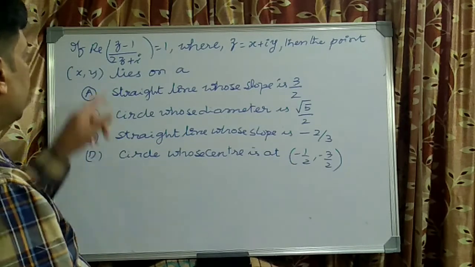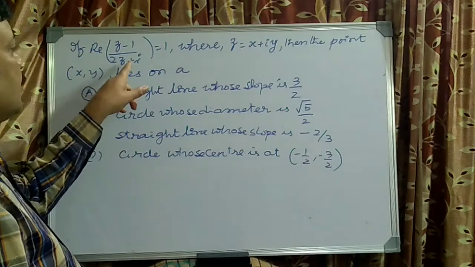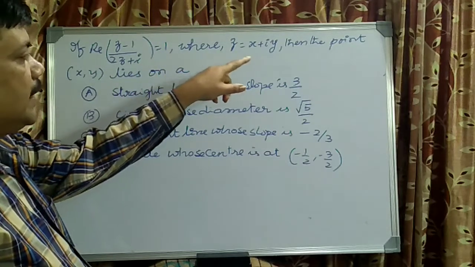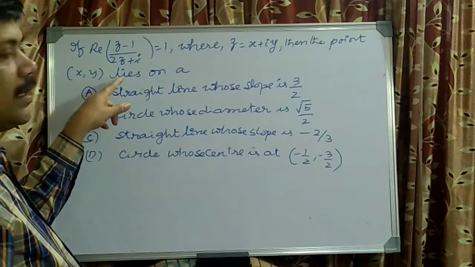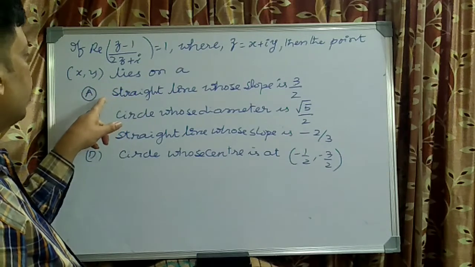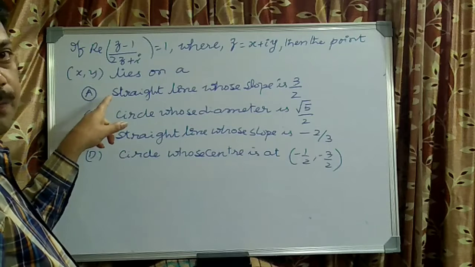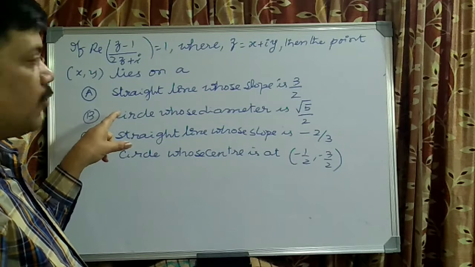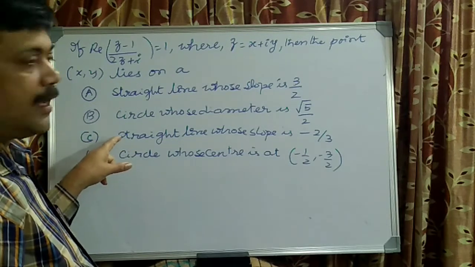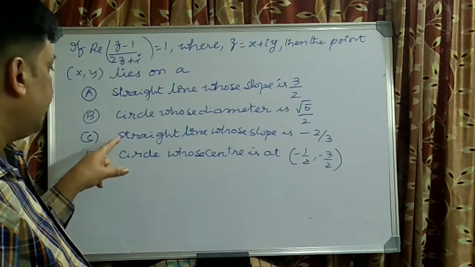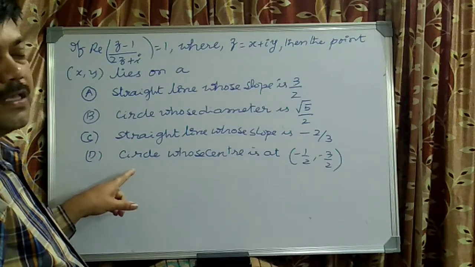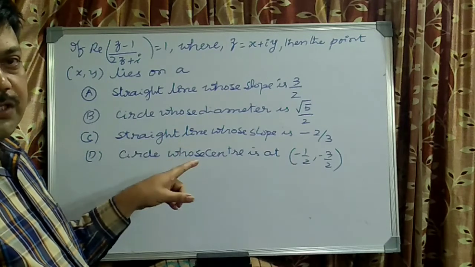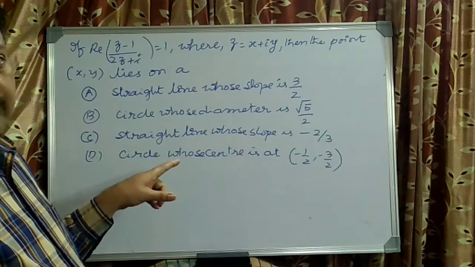Now I am dealing a question which is already given in the previous year paper in mains. That is, if real part of (z minus 1) by (2z plus i) is equal to 1, where z is equal to x plus iy, then the point (x, y) lies on: option A, a straight line whose slope is 3 by 2; option B, a circle whose diameter is root 5 by 2; option C, a straight line whose slope is minus 2 by 3; option D, a circle whose center is at (minus 1 by 2, minus 3 by 2). So this is the question given in the previous year's mains paper.